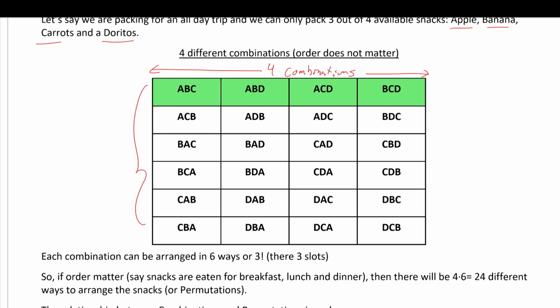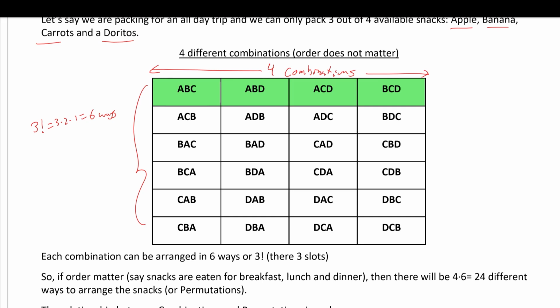Well, there should be 3 factorial different arrangements. Which 3 times 2 times 1 is 6. 6 ways, right? So you can have the apple for breakfast, banana for lunch, and the carrots for dinner. Or you can have the apple for breakfast, carrots for lunch, banana for dinner. Or the banana for breakfast, apples for lunch, and carrot for dinner, and so on, right? As you can see, there's 6 different ways that can happen, okay? So for each combination, there's 6 different ways that you can arrange them.